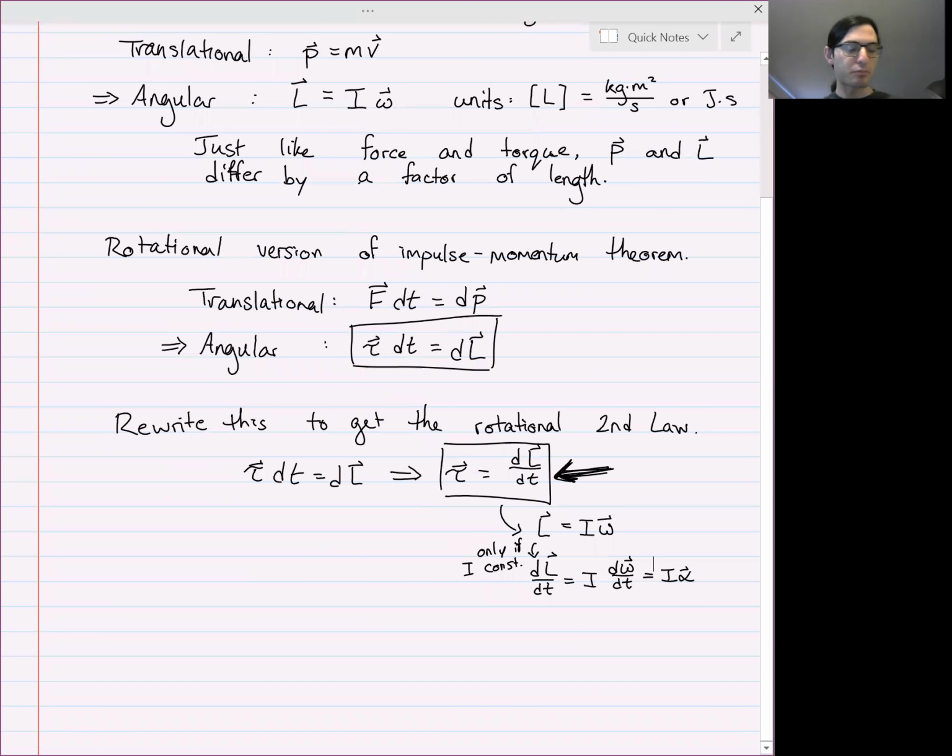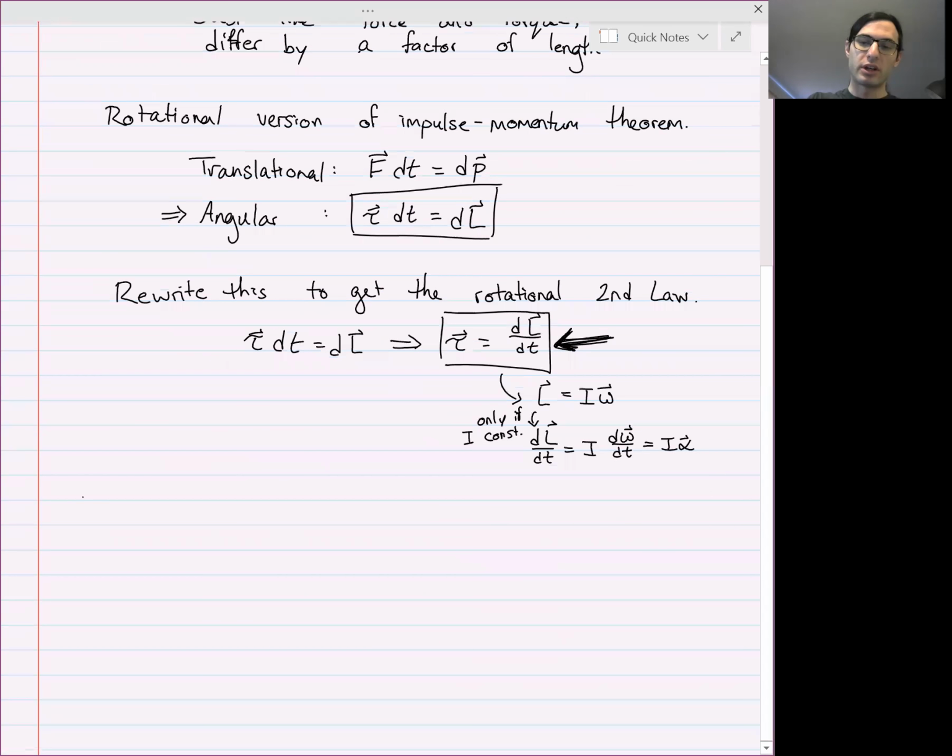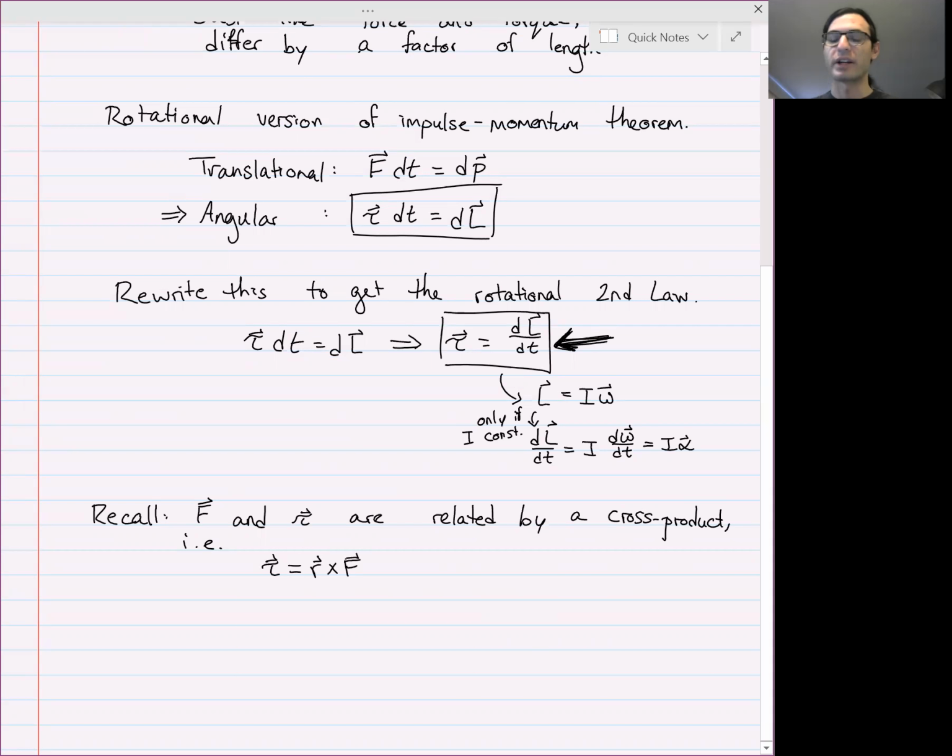Right, so there's one more thing to talk about that uses the correspondence. I want you guys to recall that force and torque are related by a cross product, i.e. torque equals r cross F, where r is the moment vector and F is the force that's applied at the end of the moment vector.